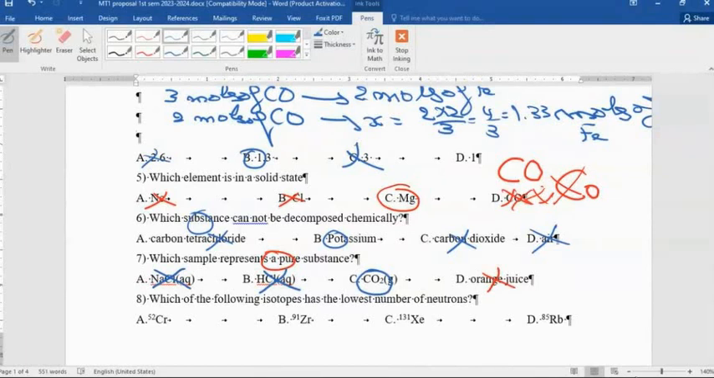Then question number 8. He asked me, which of the following isotopes has the lowest number of neutrons? Now, what does it mean here? I have to calculate the number of neutrons for each isotope. We have seen this in question number 1. The number of neutrons will be equal to the mass number minus the number of protons, which is the atomic number. Right? We gave you the periodic table in the midterm exam, not for decoration. You have to use it.